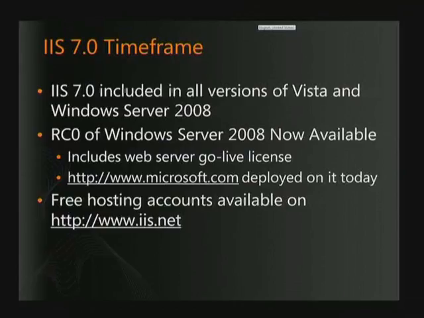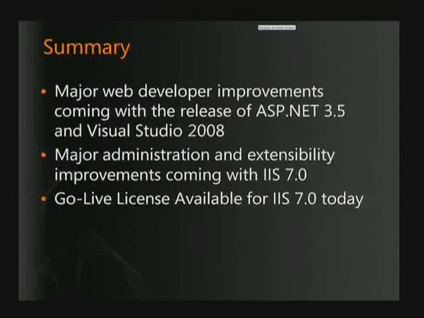To summarize both Part 1 and Part 2, there are some major advances that we've made across the board in ASP.NET, in Visual Studio, and in IIS to take web development to a whole new level with the Orcas release of those products. And IIS7 itself has some really nice improvements to the administration and configuration pieces, and is also very highly extensible so that you can plug in your own modules using either managed code or native code. You can take advantage of that today using the Go Live license and the free hosting.